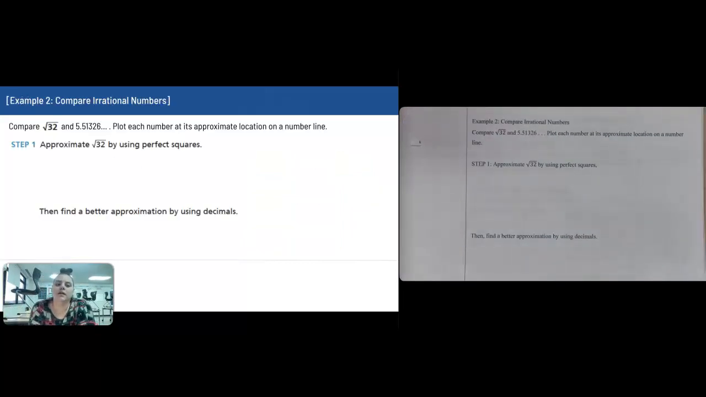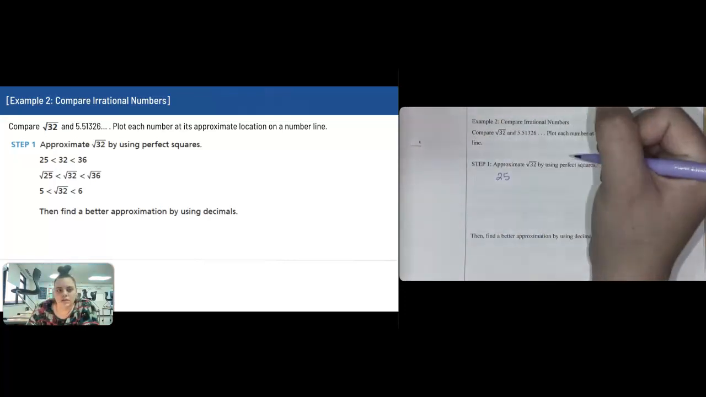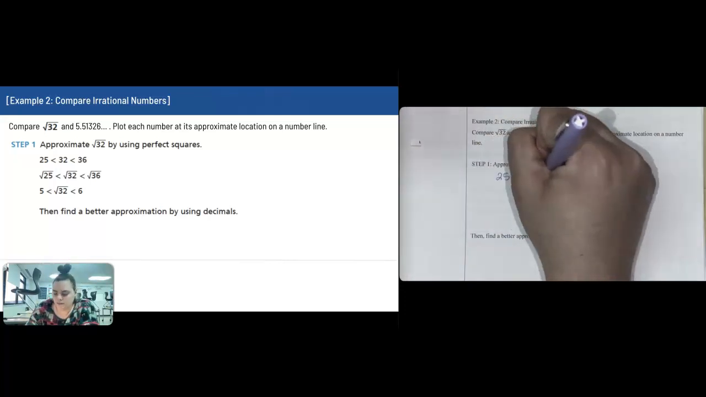In our next example, we are going to compare a square root and a decimal and put them on a number line in order to determine what order they come in. So the first step is looking at the square root of 32. We need to approximate this using perfect squares. So just like in that last example, we say between what two perfect squares is this? Then we take the square roots to determine that the square root of 32 is going to be between 5 and 6.